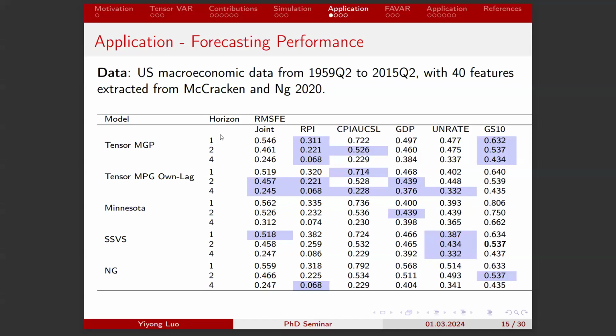So if the horizon is 1, it means you forecast 1 period ahead. If it is horizon 4, then it means you forecast 4 periods ahead. And I use the relative mean square forecast error as the metric to assess the forecasting performance. And you can see that the tensor structure actually gives us some really competitive results.